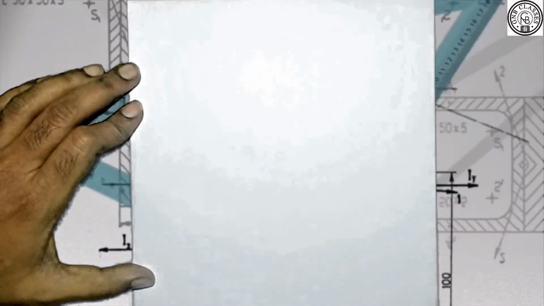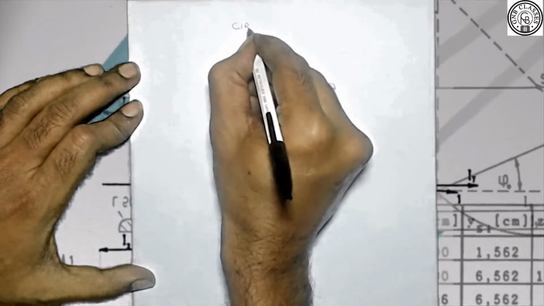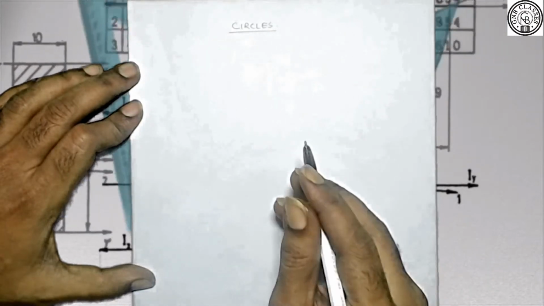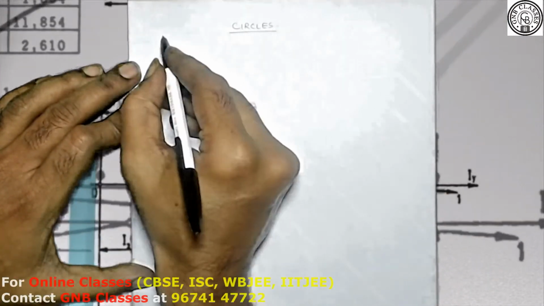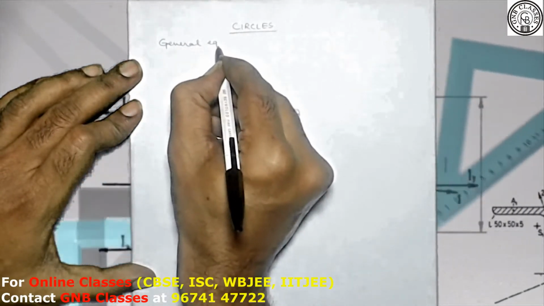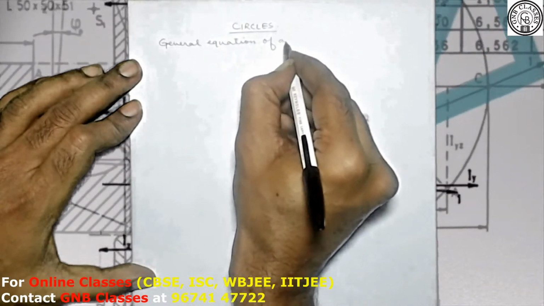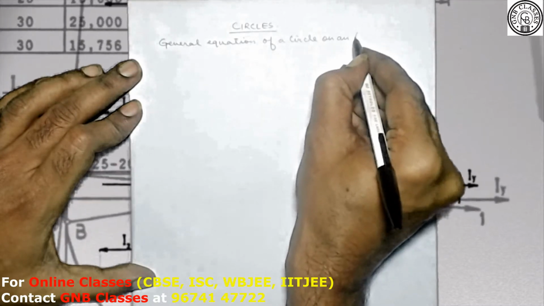So in this lecture, we are going to cover circles on an Argand plane. So first of all, we will learn what is the general equation of a circle on an Argand plane.